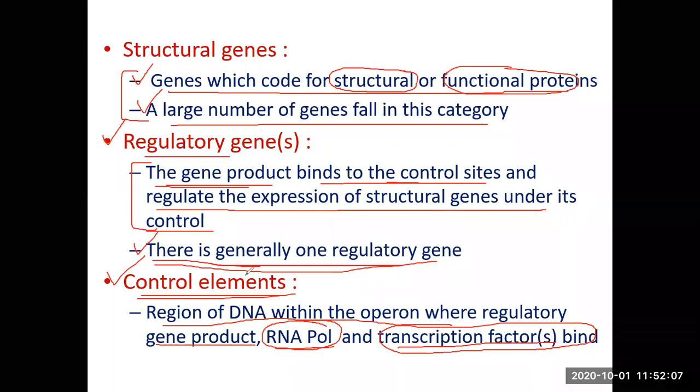And control elements are DNA regions where the protein coded by the regulatory gene, the RNA polymerase, and additional protein factors required for efficient transcription can come and bind. Those sites are called control sites, and those elements are called control elements. These 3 together make one operon.